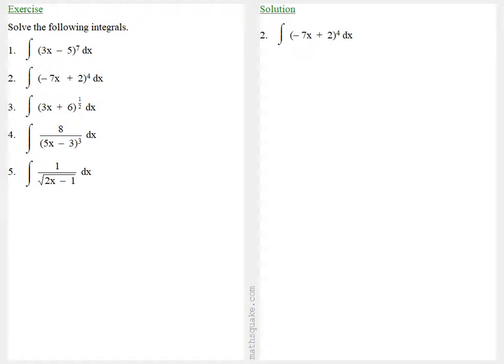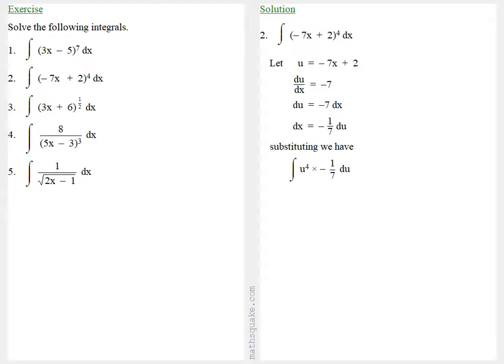In question 2, we're asked to integrate (-7x + 2)^4 dx. Again, let the expression in the bracket be represented by a single letter. So let u = -7x + 2. Now if we differentiate, we get du/dx = -7, and if we multiply both sides by dx, we get du = -7 dx. We can then divide both sides by -7, and that gives us dx = -1/7 du.